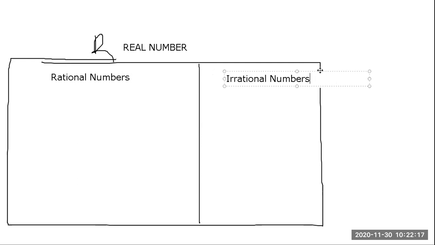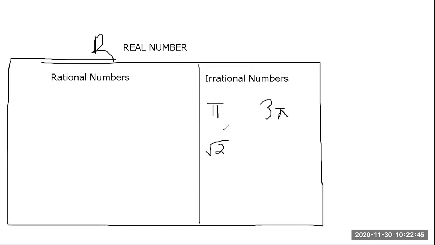Some examples of irrational numbers are, for example, pi. Pi is an irrational number. 3 pi is an irrational number. It has the pi with it, so it becomes irrational. If I have square root 2, we know that square root 2 is not a perfect square. So since it's not a perfect square, then it tells me that it's irrational. Okay, this is just a brief overview going through some examples of what rational numbers are and irrational numbers are.